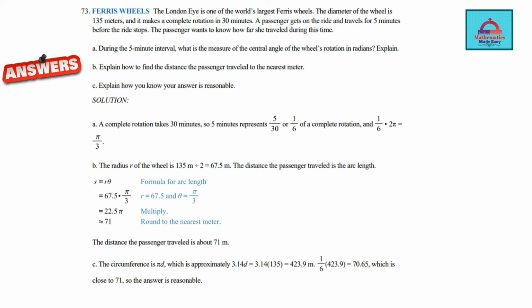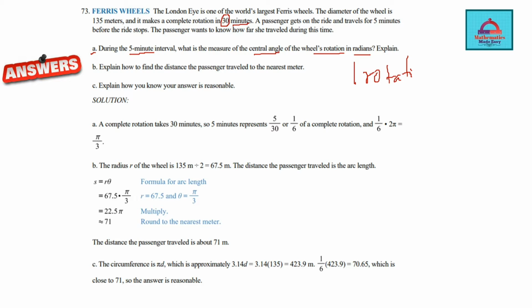Okay, so let's solve the first part, part A. In this one, you are given the 5-minute interval that the person is on the London Eye. What is the measure of the central angle of the wheel's rotation, and the unit is radians. In the question, as we had highlighted in the previous slide, you had seen that one rotation is taking 30 minutes. So let's write it.